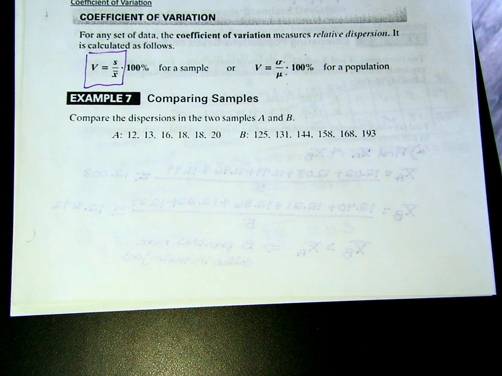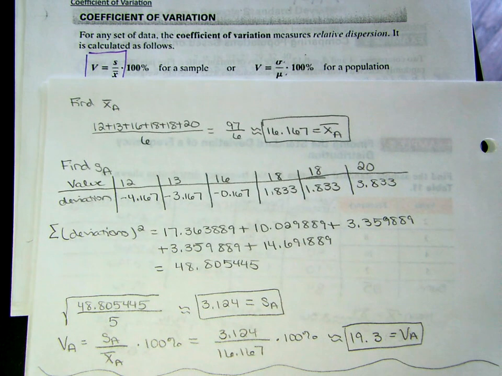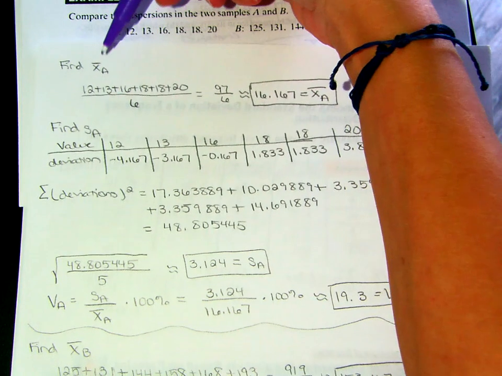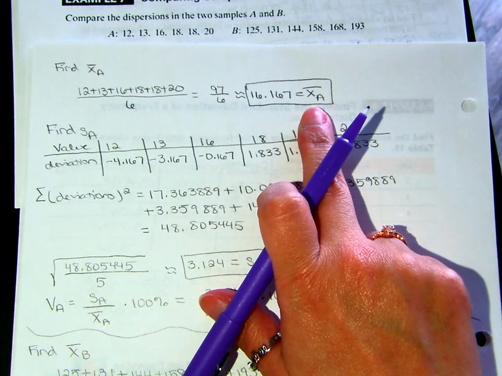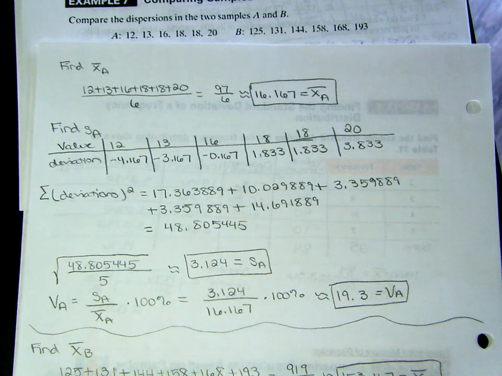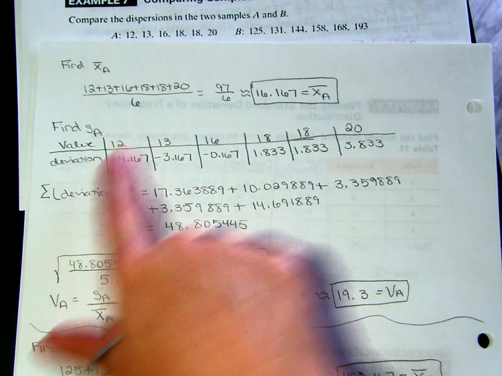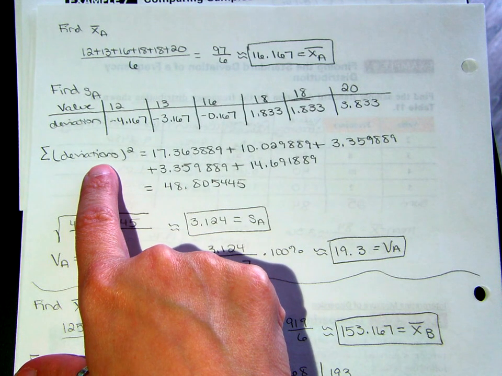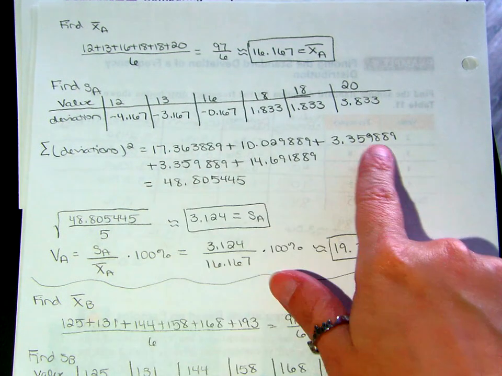Because our first thing we would have to do is compare the dispersions of our two sample sets. So we have to find our X bar for A. That's our mean. So we add them all up, divide by the number of elements, and we get our X bar. Then we have to find our standard deviation for A. And so again, I use the table for most of it. I find a value, we find our deviation from the mean. Then we do the deviation squared, and we sum them. So I squared all my deviations, I summed them, I divide by 5 because there were 6 elements, to find that the standard deviation of A is 3.124.